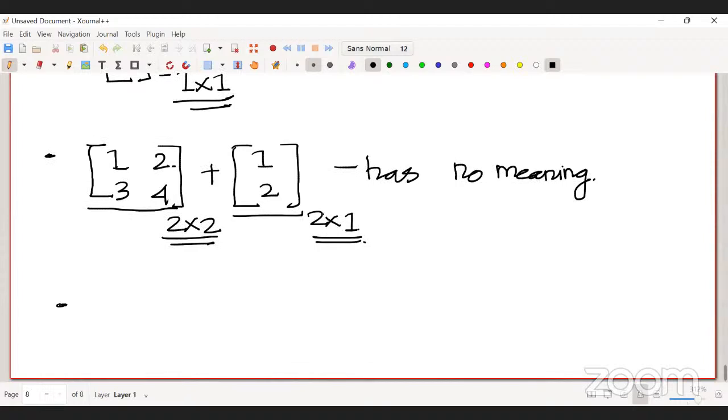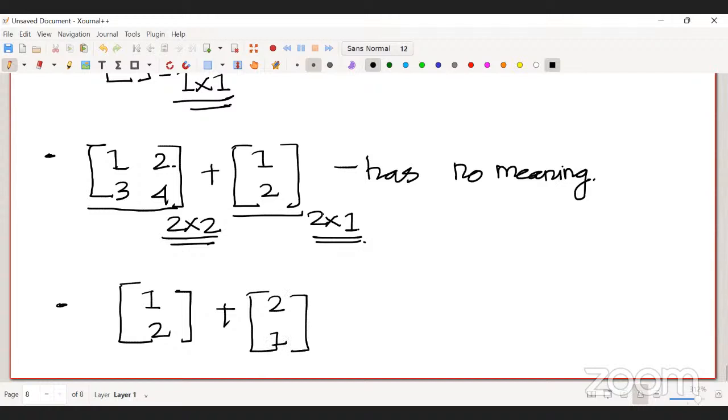For example, if I take this matrix 1, 2 plus 2, 1, then I can talk about the addition of these two matrices because they are of the same order. The first matrix is 2, 1, the second matrix is 2, 1. And how do you add these two matrices? Component wise.